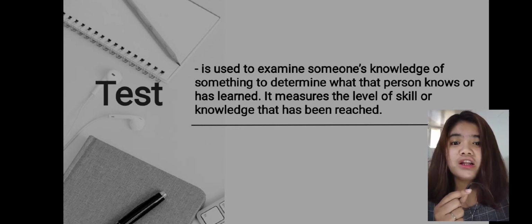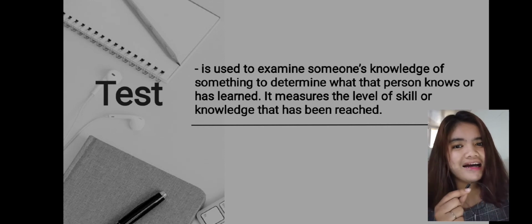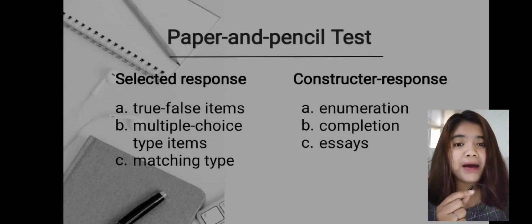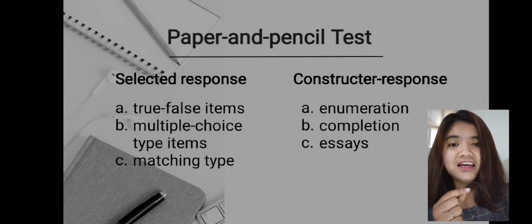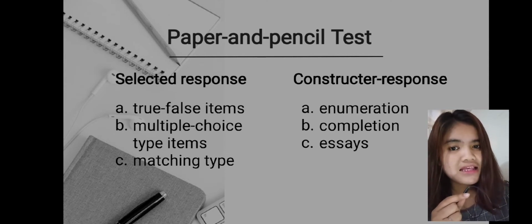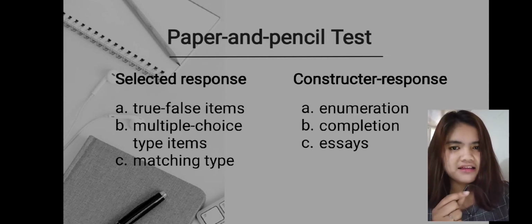The word test has several other senses as a noun and a verb. A test is a collection of questions, tasks, or problems that are designed to see if a person understands a subject or to measure their ability to do something. We have what we call a paper and pencil test, and it can either be selected response or constructed response types. Selected response type includes true-false items, multiple choice type items, and matching type, while constructed response type of test includes enumeration, completion, and essays.